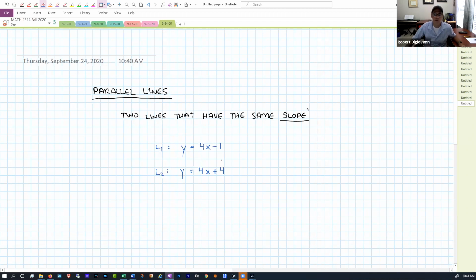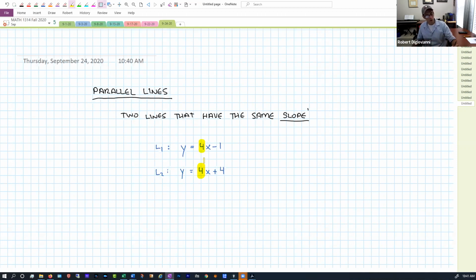Are they parallel? What's the slope of the first line? 4, right? What's the slope of the second line? 4. They have the same slope. They are parallel. That's the easiest, quickest way to check to see if two lines are parallel. You just compare their slopes. That's all you have to do.